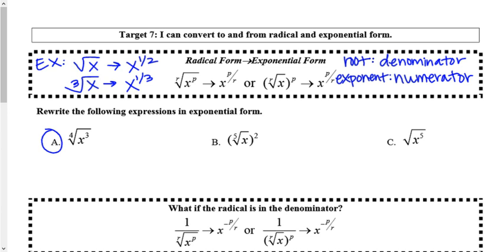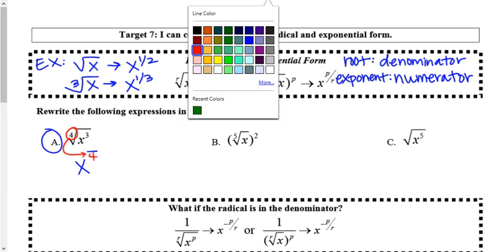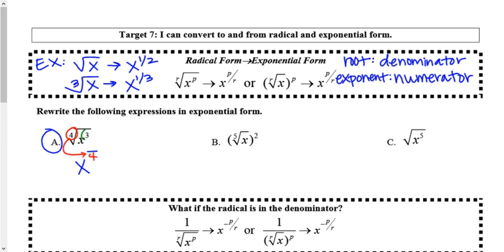So let's look at a. I have the 4th root of x cubed. I'm going to start by just writing x. Now I'm taking x to the power of some fraction, so I'm going to create that fraction right here. My root, which is 4, becomes my denominator. So that 4 goes right there. My exponent, which is my 3, becomes my numerator, so that goes right here. So my final answer is x to the power of 3 over 4.